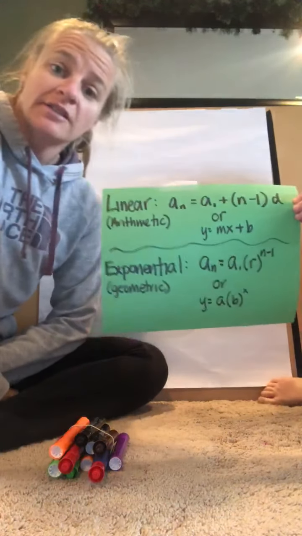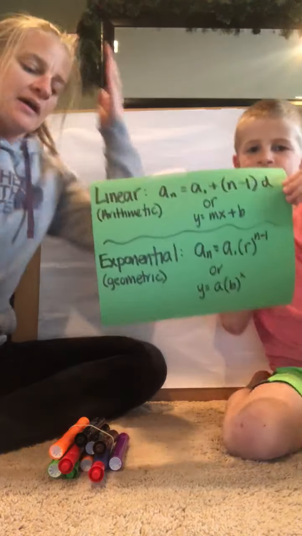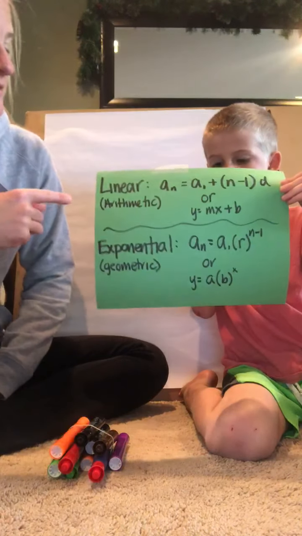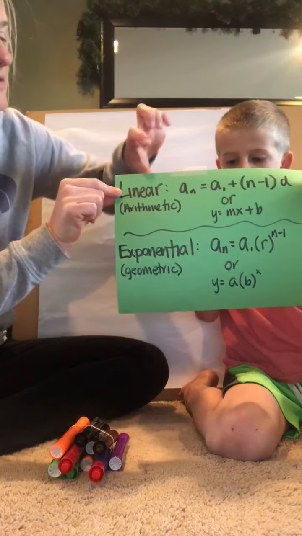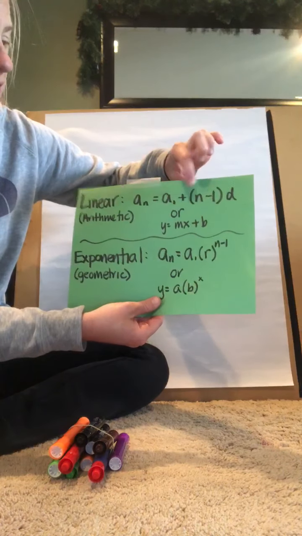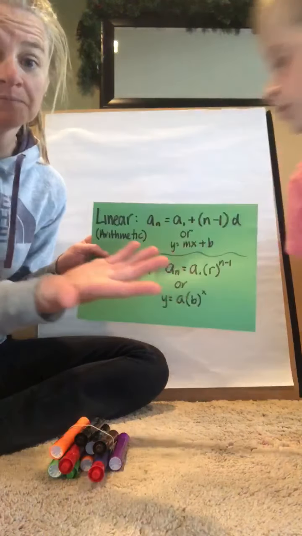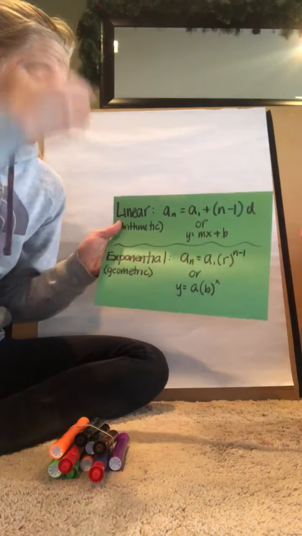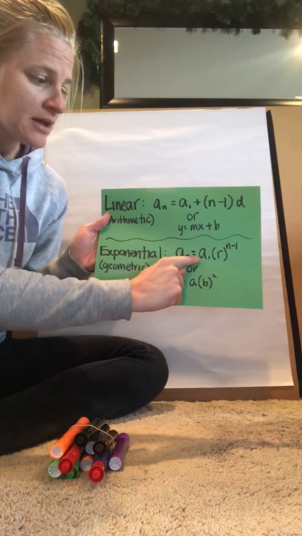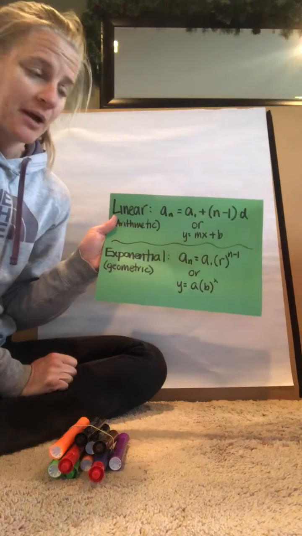So we are looking at comparing linear and exponential growths. And I have Connor holding up here something to keep in mind as we're doing this: linear has the arithmetic sequence a sub n equals a sub 1 plus n minus 1 times d, or y equals mx plus b, because these are linear. Then we've got our exponential, or our geometric sequence, is a sub n equals a sub 1 times the common ratio raised to the n minus 1 power.